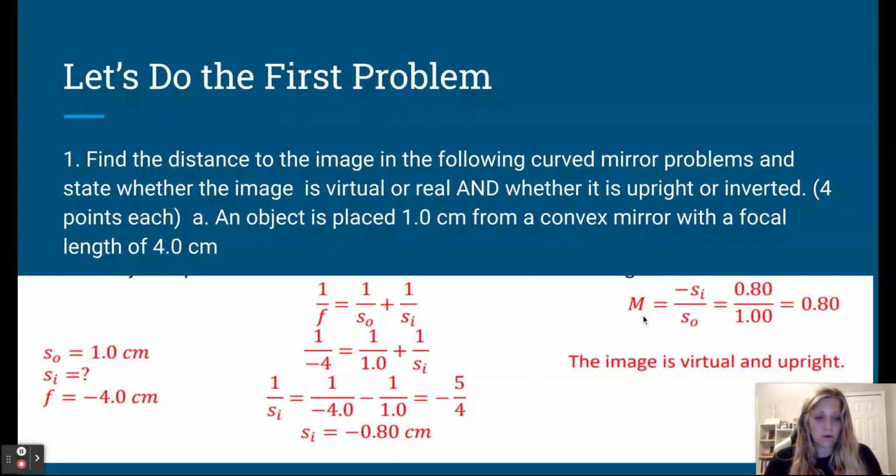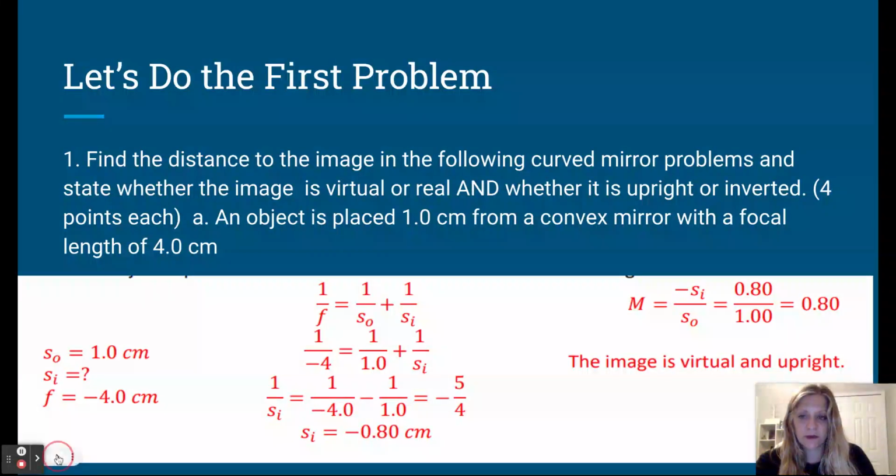Then, in order to determine whether it's virtual or upright, we just want to know its magnification. If it's positive, it's going to be virtual and upright. If it's a negative magnification, it's going to be real and inverted. So we put in negative the image distance and divide it by the object distance. Remember that we found the image distance was negative 0.80, so when we plug that in with the negative sign, it becomes positive. Then we divide that by the object distance, which gives us 0.8. This is positive, so we know that our image is virtual and upright.